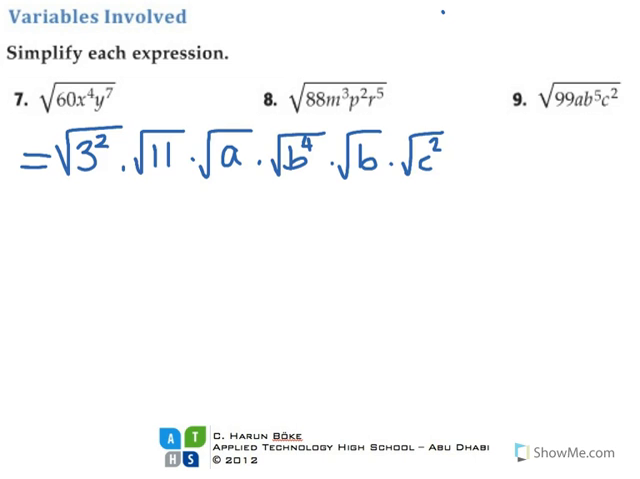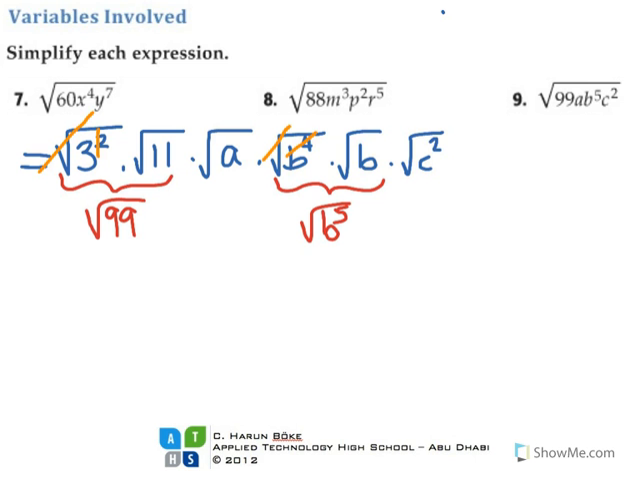Now 99 will be square root of 3 squared times square root of 11 times square root of a times square root of b to the power 4 times square root of b times square root of c squared. Now notice that this part is square root of 99, and this part is the square root of b to the power 5. So let's simplify. Here square and square root cancels out, and here we divide 4 by 2, so we will get 2 here, and then here square and square root simplifies.